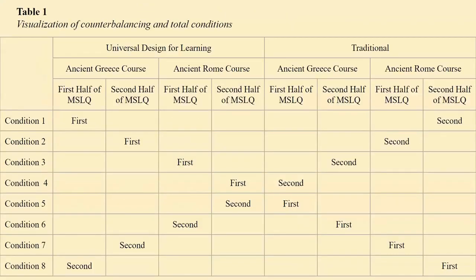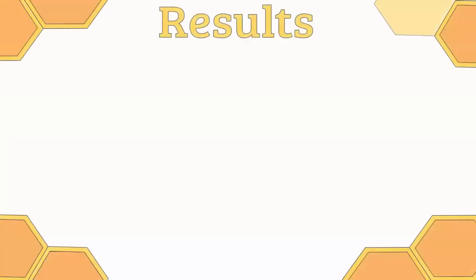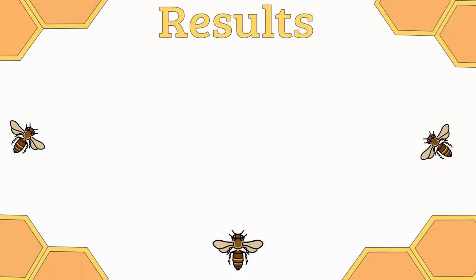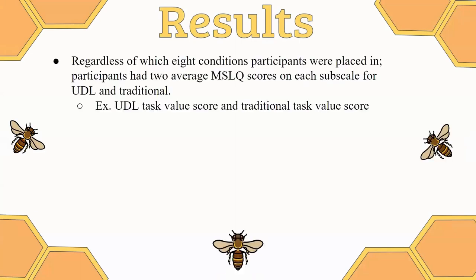With different types of course outlines and order of the MSLQ in mind, there were 8 conditions that controlled which material appeared first and second to the participant. A table demonstrating how these materials were counterbalanced is shown here. Regardless of which of the 8 conditions participants were placed in, participants had 2 average MSLQ scores for each subscale that rated UDL and traditional courses. For example, a UDL task value score and a traditional task value score.